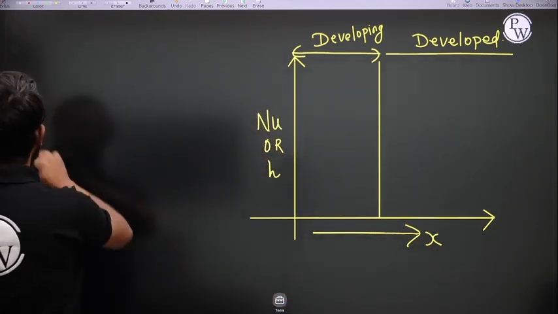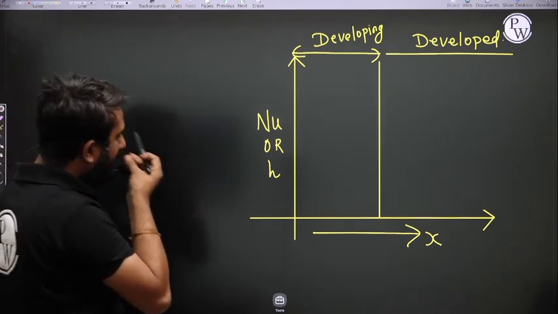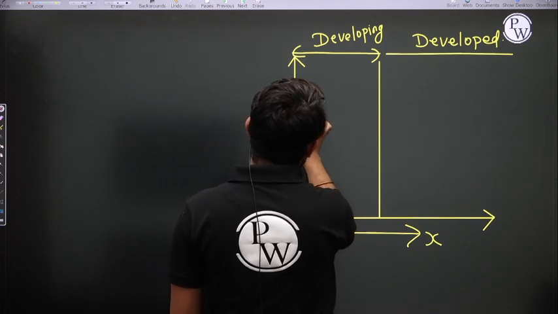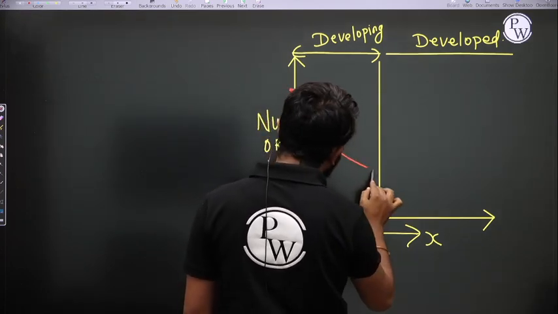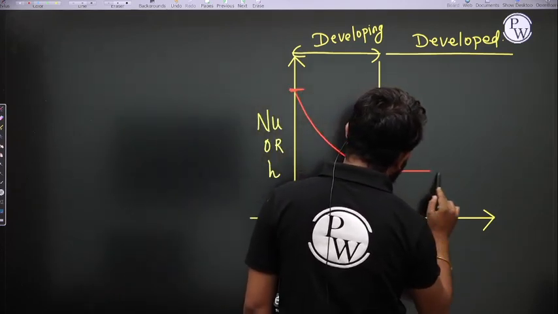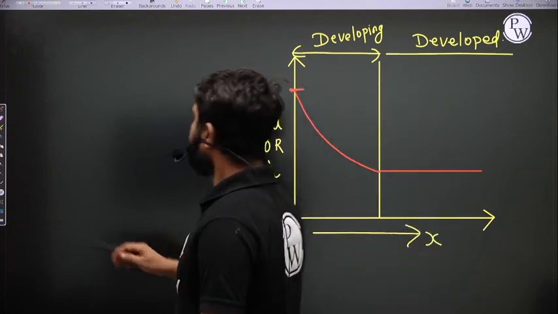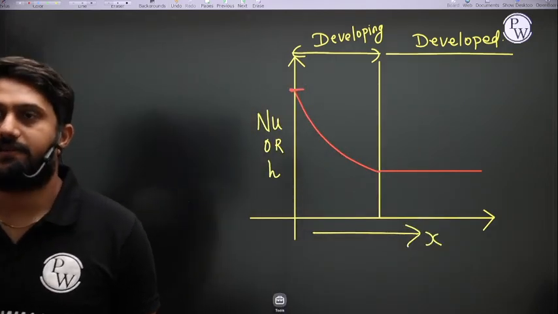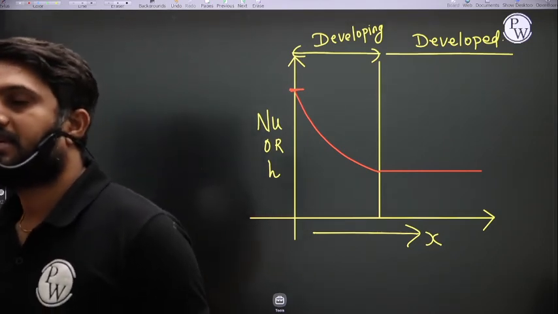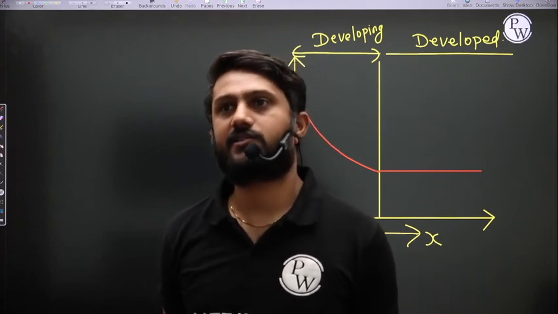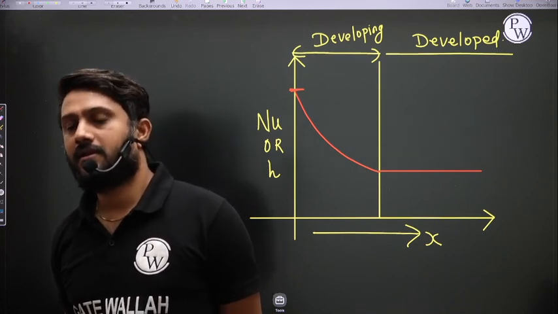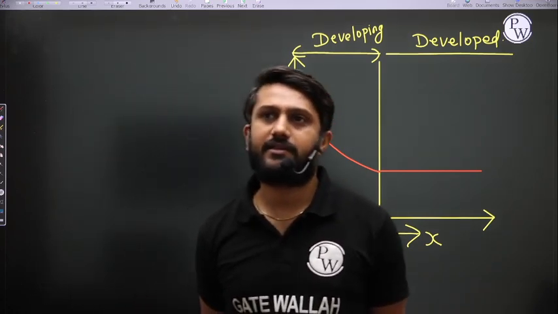Now see the Nusselt number variation and the convective heat transfer variation. It is like this. In the developing region, the Nusselt number and the convective heat transfer coefficient decrease, and in the developed region it is almost constant. This is the variation of the Nusselt number and the convective heat transfer coefficient, because by using the Nusselt number you are calculating h, right?